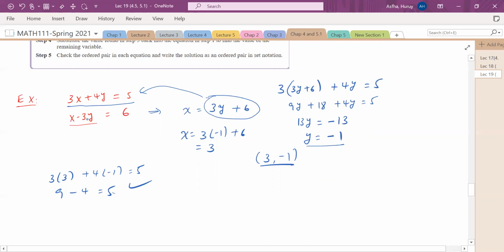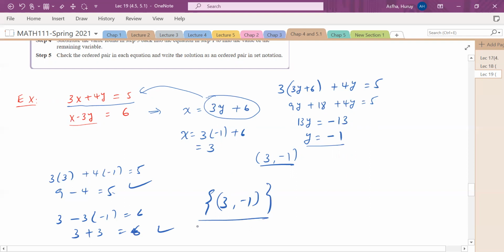Okay? And how about for the second one? 3 minus 3 times negative 1 equals 6. 3 plus 3 is 6. Okay? And this is right again. Therefore, the solution set is (3, -1).